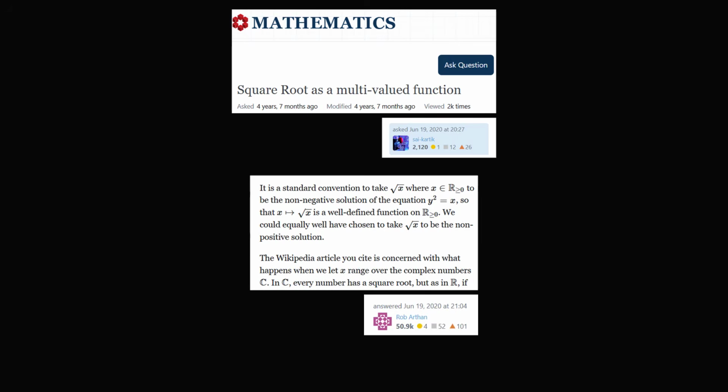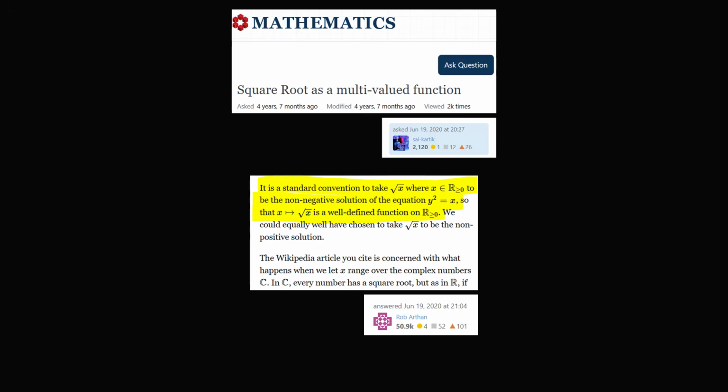Someone was asking how common is it to have the square root as a multi-valued function? And the answer was the standard convention is that the principal square root of x will be the non-negative solution to the equation y squared is equal to x. So we have a well-defined function. So it is actually a standard convention that the square root of x will be a non-negative value. And in this particular answer of multi-valued functions, it is an exception to the rule. It's not a conventional thing.